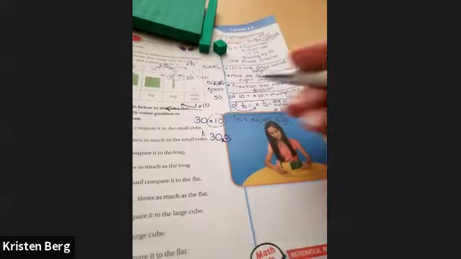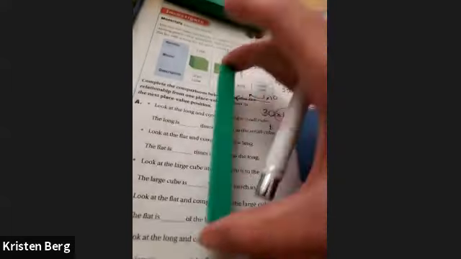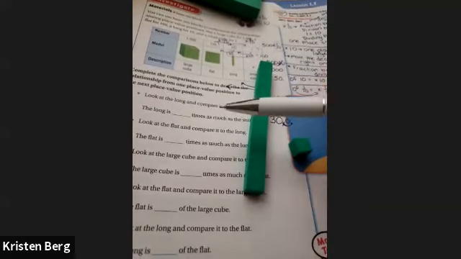So everybody see that? It is now bigger by one place. So look at the long and compare it to the small cube. All right, so here's my long, and I'm going to compare it to the cube. So how do I go about taking the long to the cube? It says the long is how many times as much as the small cube. Well, the long is how many times bigger?